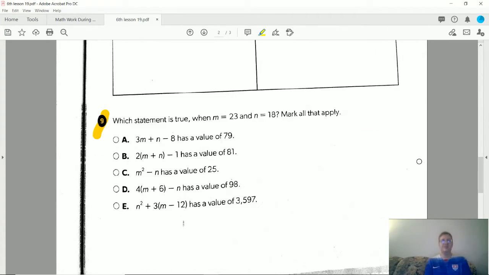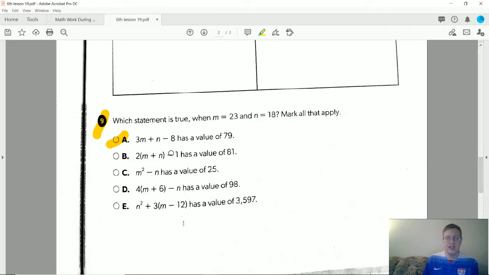Number 9, which statement is true? So if I start with m times 3, I get 23 times 3, which is 69. I can do 18 minus 8 to get 10, and 69 plus 10 gives us 79, so that one is correct. If I add together 23 and 18, I get 41. 41 times 2 is 82.